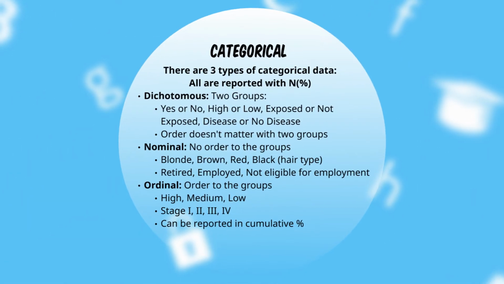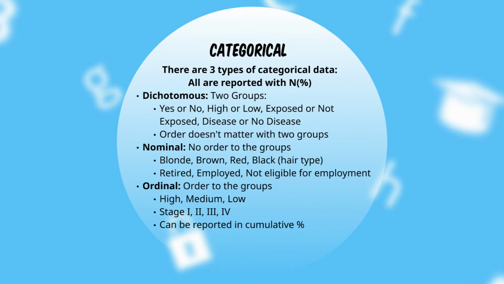A little bit more about categorical data. There are 3 general types of categorical data. All of them are reported with N and percent. The simplest type of categorical data is dichotomous data. There are 2 response groups. For example, yes or no, high or low, exposed or not exposed, disease or no disease. Order doesn't matter with 2 groups. There are only 2 groups. You cannot put one high or low or high. Analyzing them is the same either way.